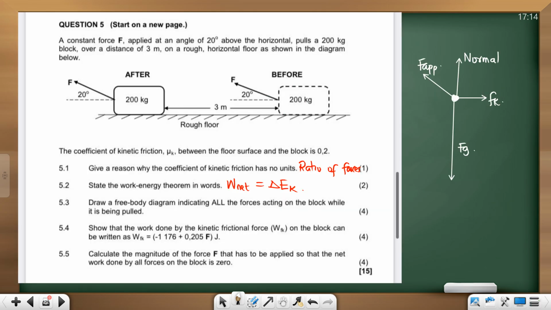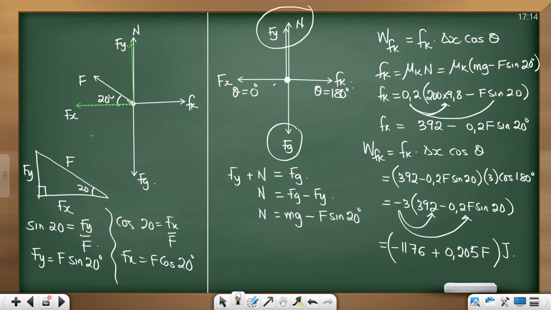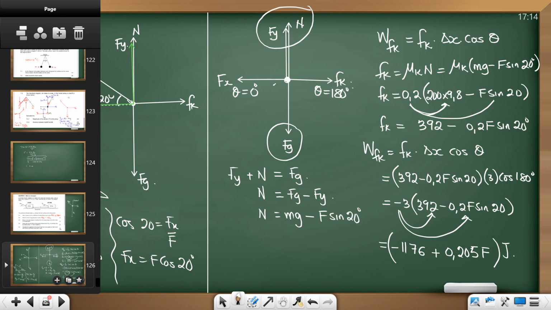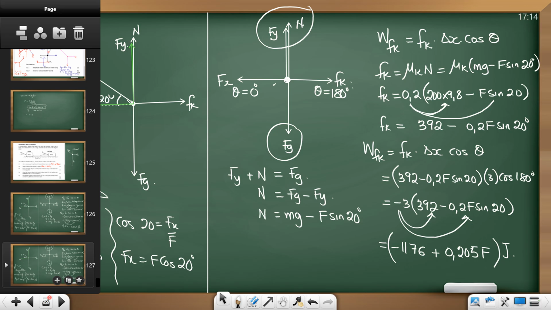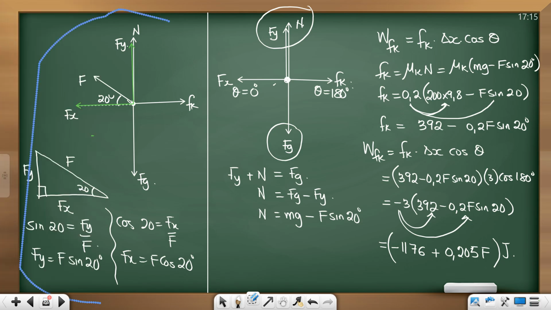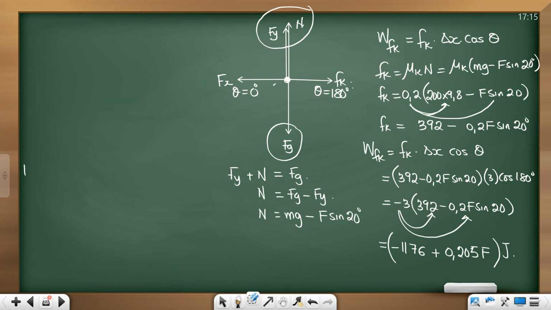Well done. Calculate the magnitude of the force. So we are looking for F right now, right? That has to be applied so that the net work done by all the forces on the block is what? 0. The net work done should be equal to what? 0. I still need my free body diagram. I want the net work done to be equal to 0. So let's use our free body diagram. And what are we going to say? W net.